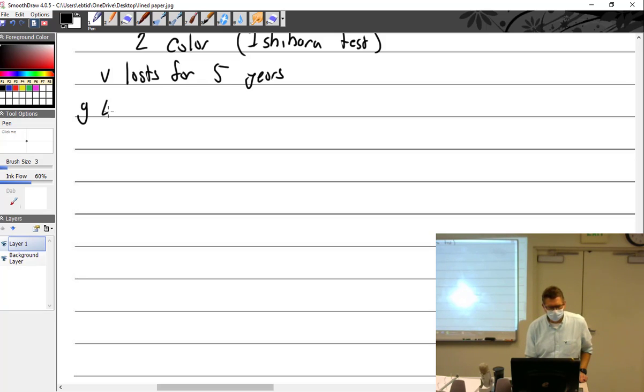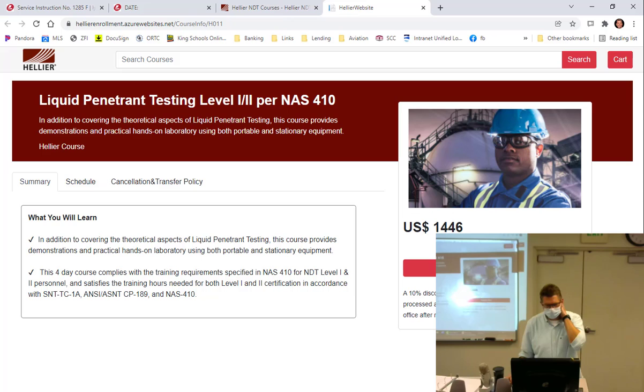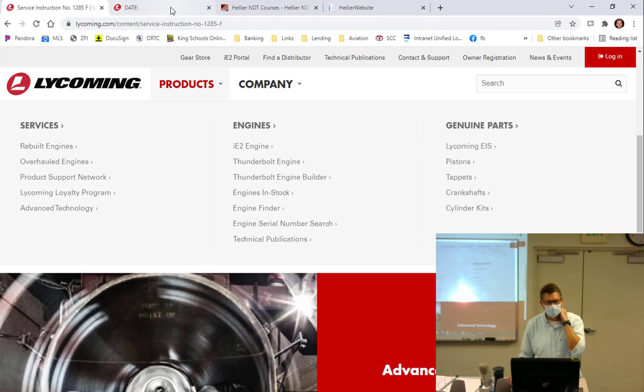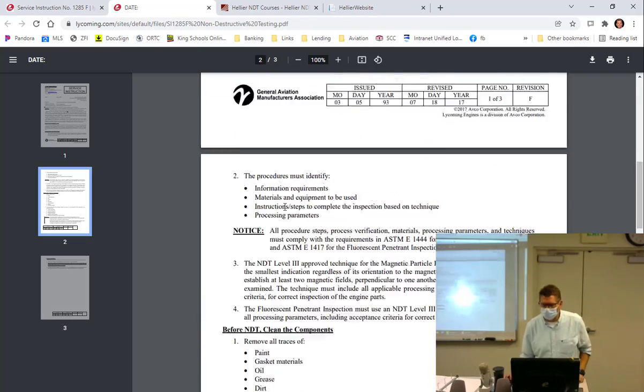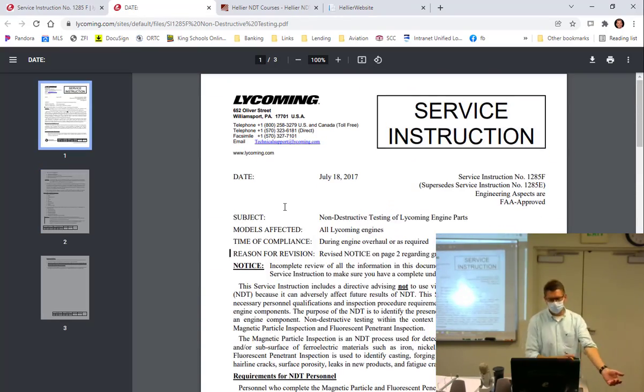As an example, Lycoming Service Instruction 1285. Let me see, I pulled it up. I have Foxtrot, and this one is still Foxtrot. Okay, so this one right here. Remember we talked about Lycoming service instructions the other day: the manual says that the service instructions are part of it, and so you want to do non-destructive testing on Lycoming engines.